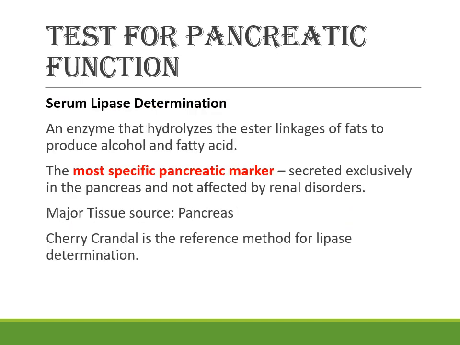Then we also have the serum lipase determination. Always remember, guys, that lipase is the most specific pancreatic marker, because it is produced exclusively in the pancreas. That's why for conditions involving the pancreas, the best test to do is the lipase determination. Amylase is also used to diagnose pancreatic disorders, but it has a lesser sensitivity compared to lipase, because there are other glands that produce amylase, like the salivary glands. But lipase is produced exclusively by the pancreas, so this is the best pancreatic marker.